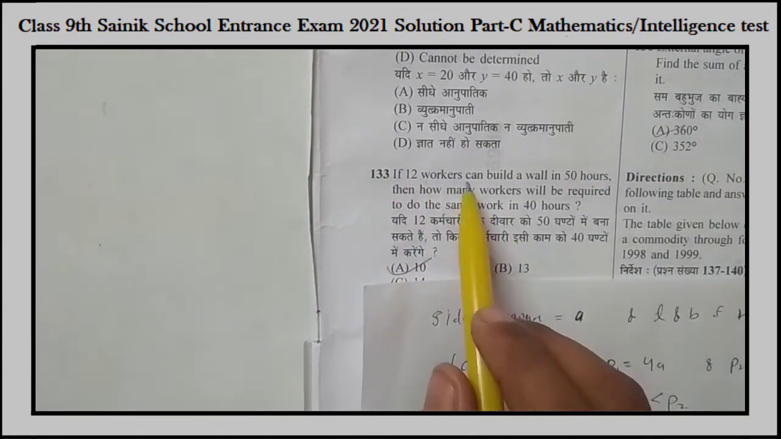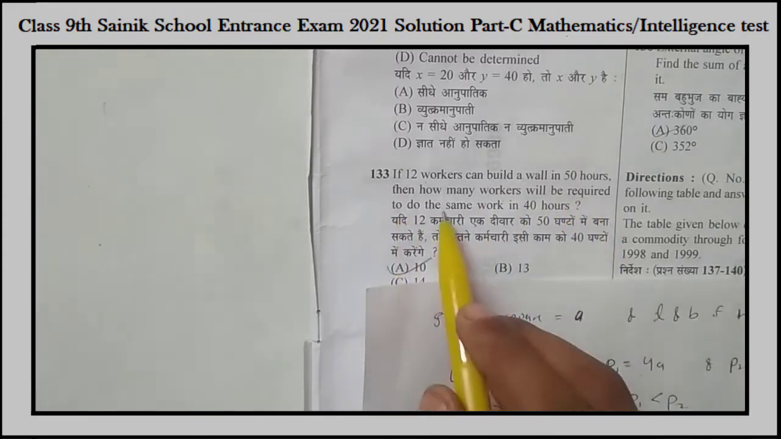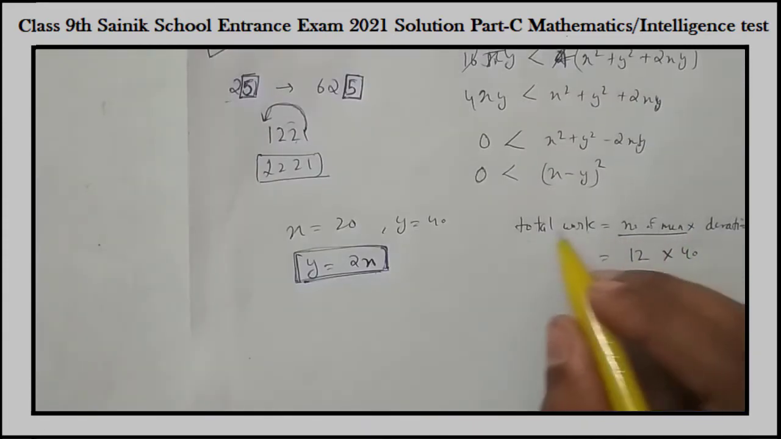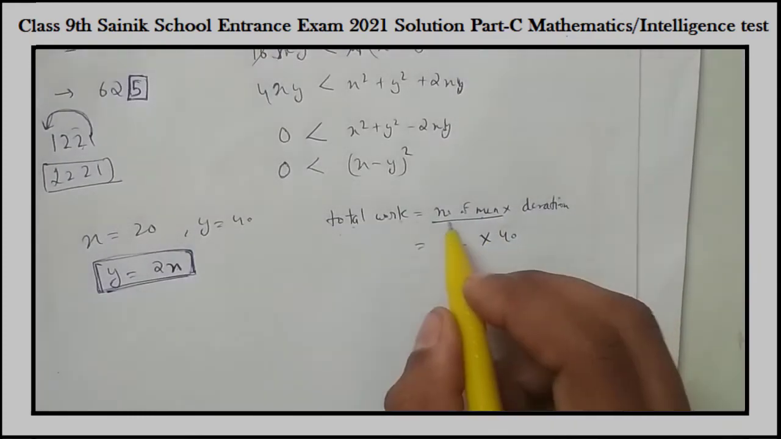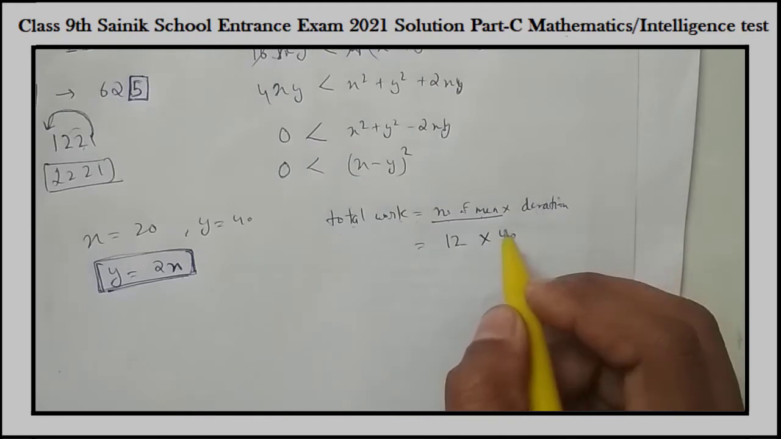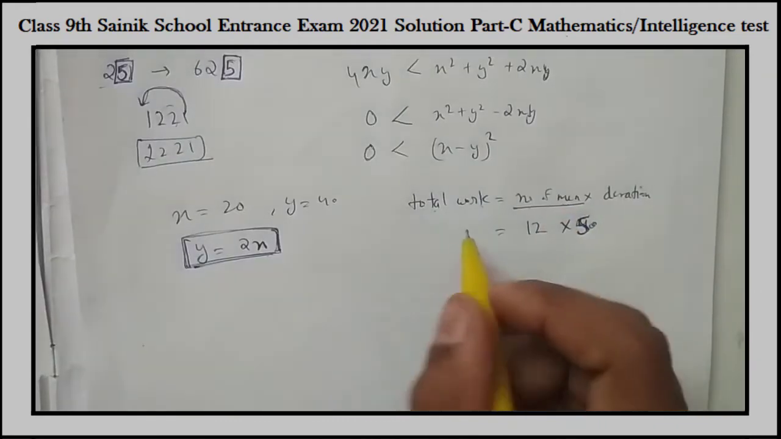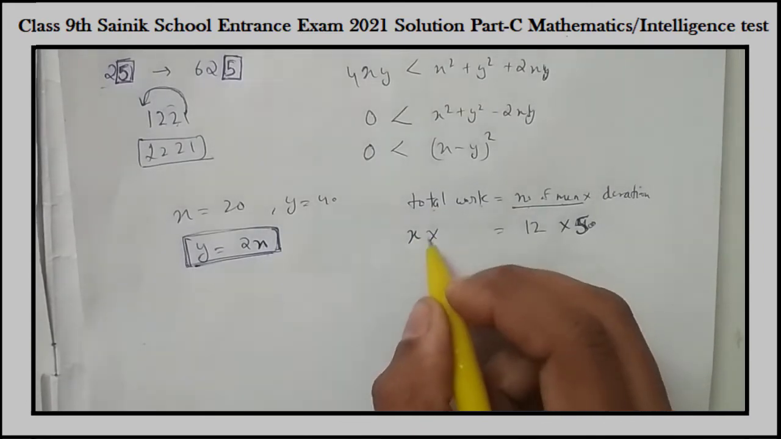If 12 workers can build a wall in 50 hours, then how many workers will be required to do the same work in 40 hours? We can use the formula here that total work is equal to number of men multiplied by duration. The number of men in the first case is 12 and the duration is 50 hours. In the second case, we don't know the number of men, so we can say the number of men will be x, and what is the duration?